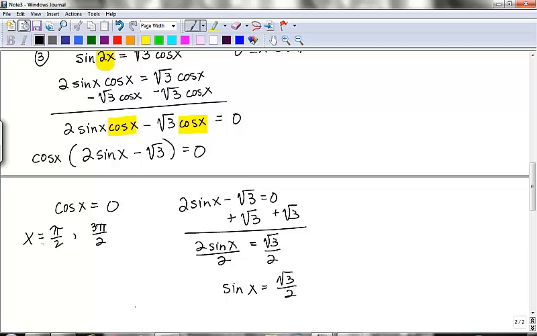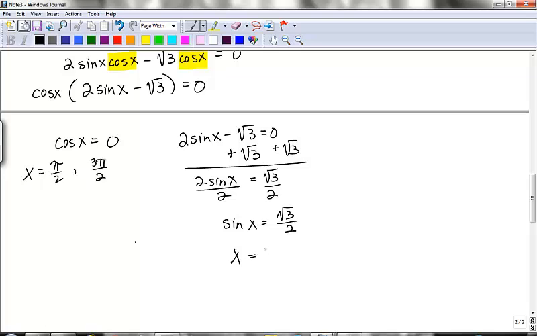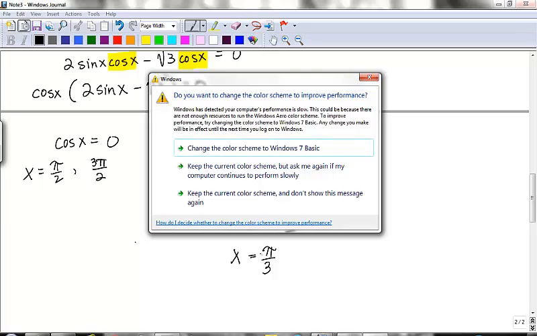Okay, and then we need sine of x, so go across your sine. Where is sine of x equal to radical 3 over 2? 60, and that's the same as pi over 3. So if you don't have 60, put that up there. Pi over 3. Where else? Is that it? For sine? That's the only one where it's positive. Hang on. 2 pi over 3. Sorry.